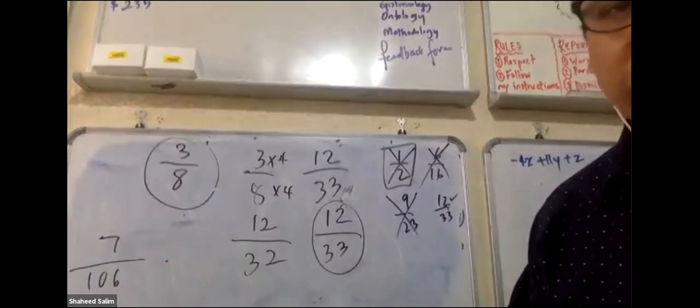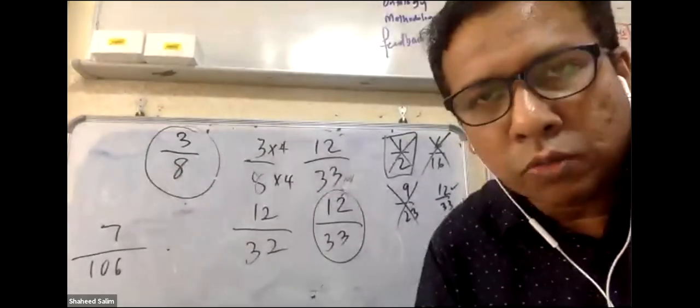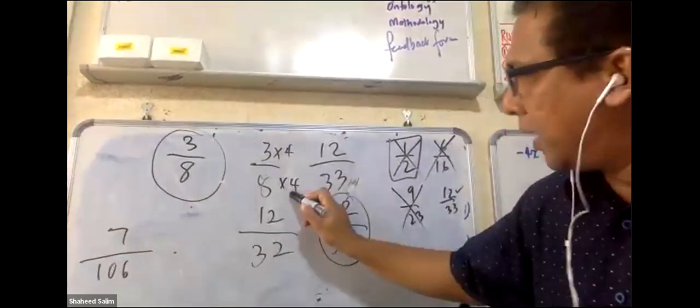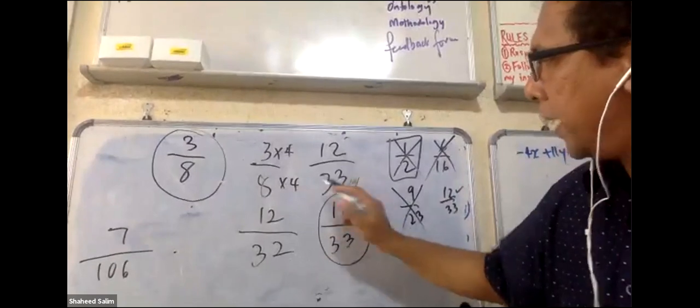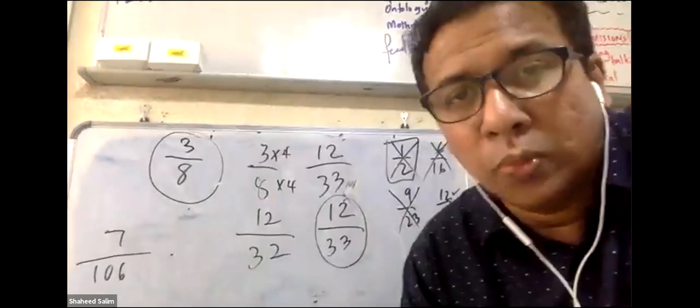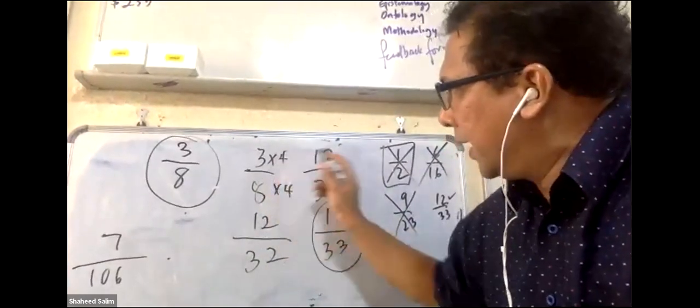Do you get it? Again, I repeat the method now. You can make the numerator the same. You times this by 4, you times this by 8, you times this by 33. But the numbers become very big, and you might waste time calculating. So one short way is to make the numerator the same.